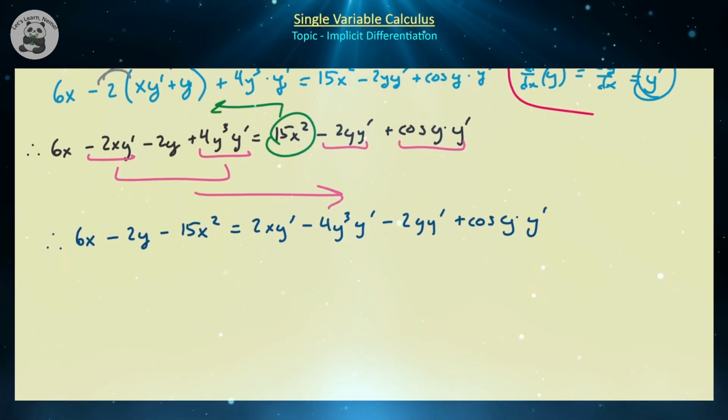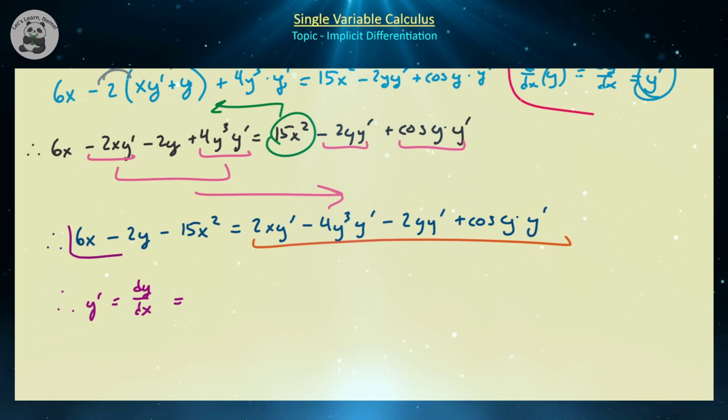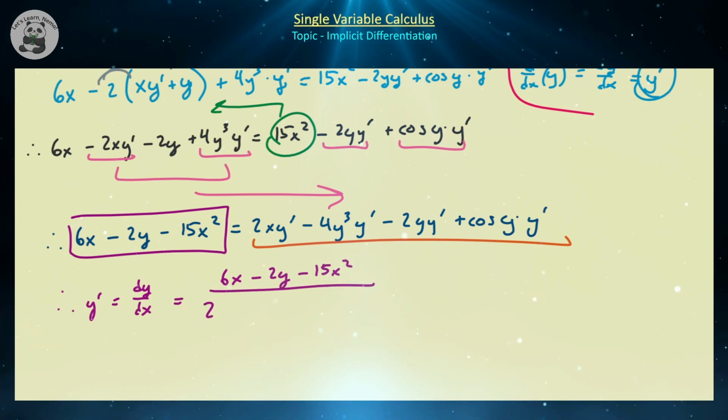So once I have that, then I can factor out my y prime out of the right-hand side and divide by the sum and difference of the terms that precede it. Once I do that, I'm going to have y prime, which is just another way of saying dy over dx, equal to the left-hand side, which is 6x minus 2y minus 15x squared, all over 2x minus 4y cubed minus 2y plus cosine y.